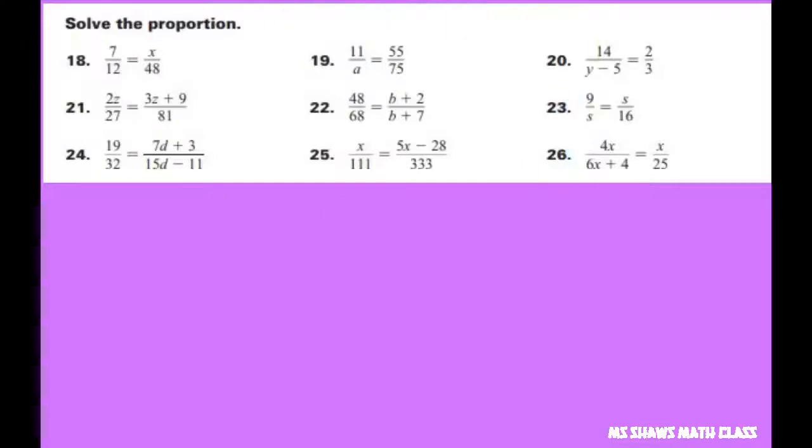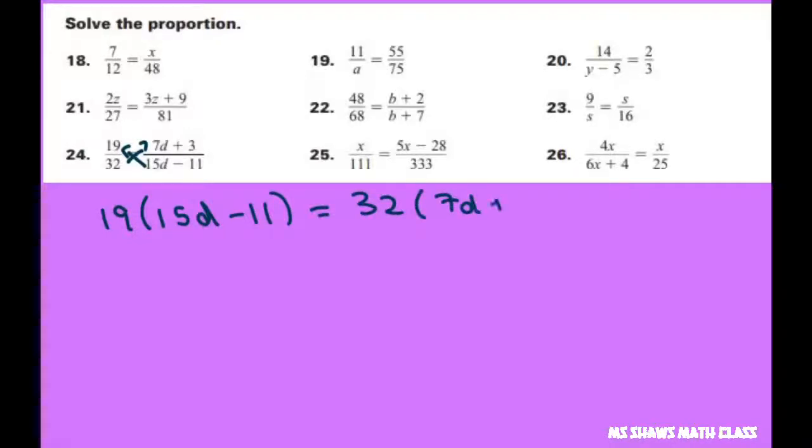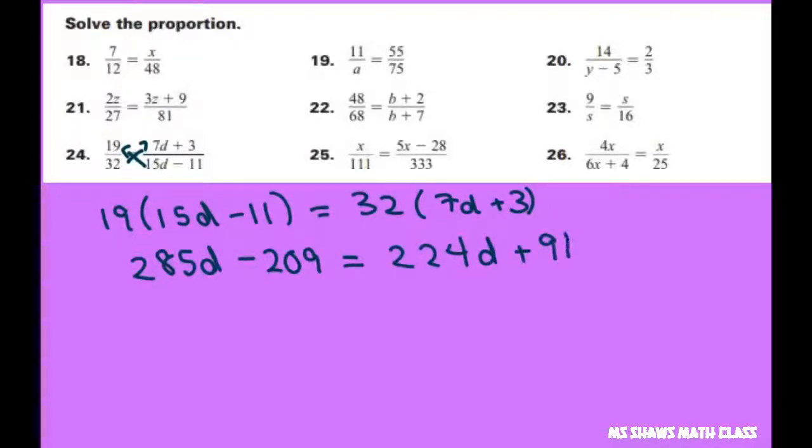All right, and the next one, I'm going to cross multiply this way. So we have 19 times 15d minus 11 equals 32 times 7d plus 3. So we're going to multiply 19 times 15 and we get 285d, and then 19 times 11 is going to be minus 209. 32 times 7 is 224d, and then 3 times 32 is 96.